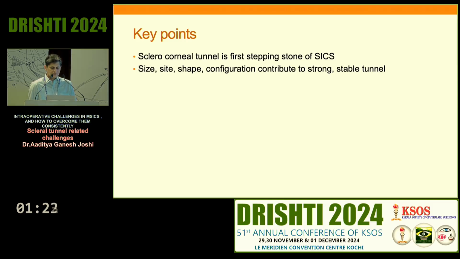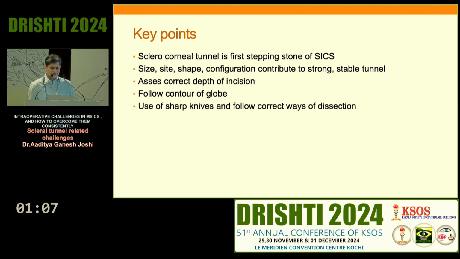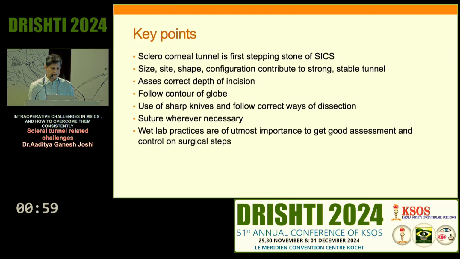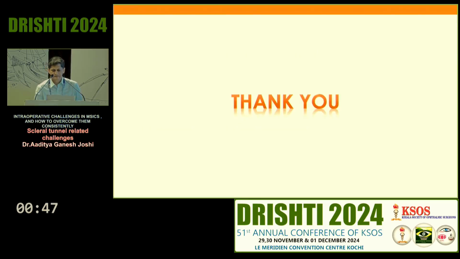So the tunnel is the first step of a good SICS. The size, shape, site, everything is important for having a good, strong, stable tunnel. Assessing the correct depth is the first important step, followed by following the contour of the globe. The knife should be sharp and the correct dissection planes should be followed. Suture is to be done whenever necessary, and wet lab practice is the most important thing to go ahead with the actual surgery, because wet lab practice will give us a good assessment and control of our surgical steps. Thank you.